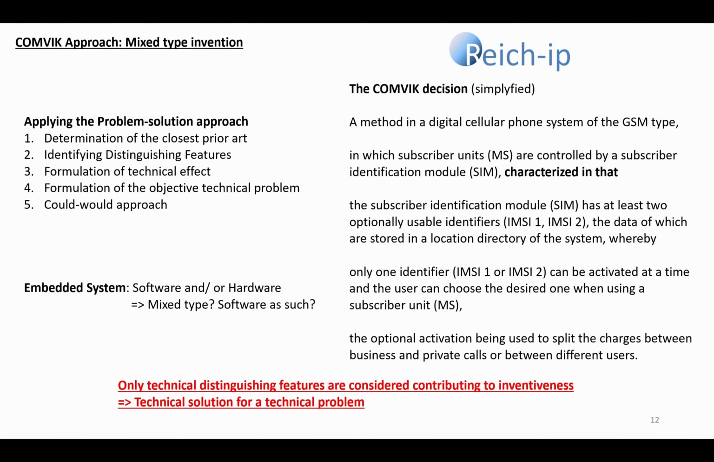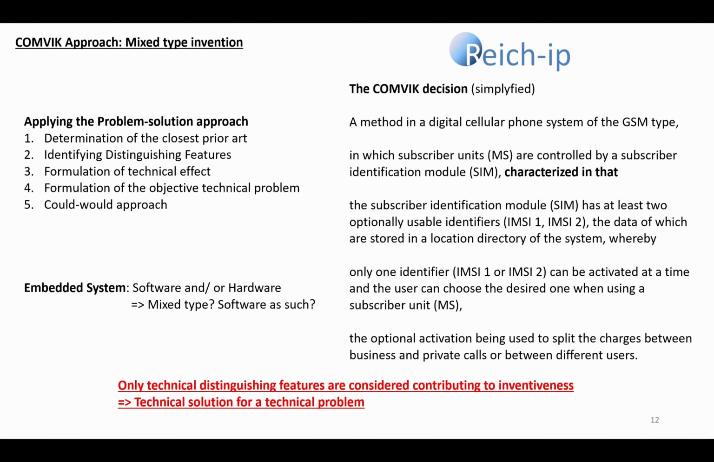And then there's also afterwards the so-called could-would approach. The closest prior art: would the person skilled in the art really combine those two documents, or merely could the person skilled in the art combine those documents? If he would combine those, then it is obvious. If he merely could combine those documents, then it might be leading to a grant.